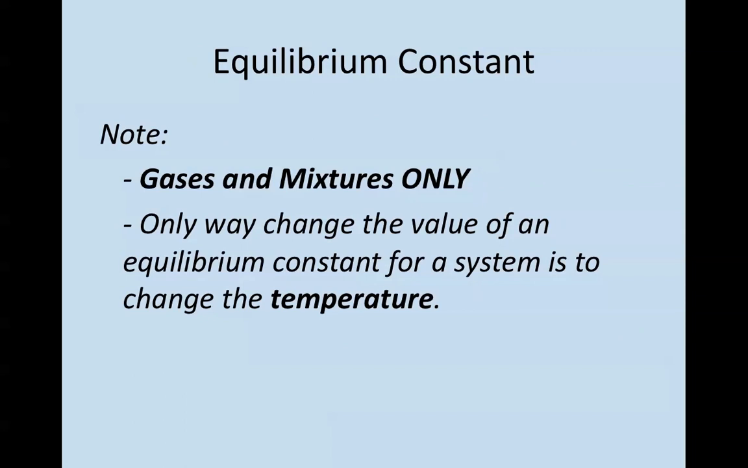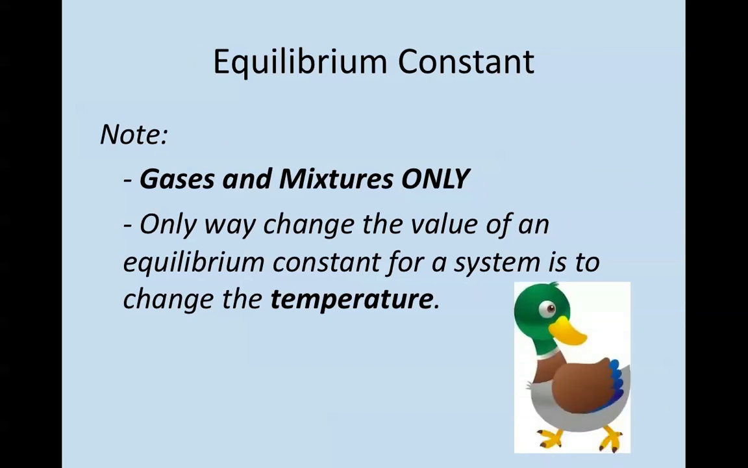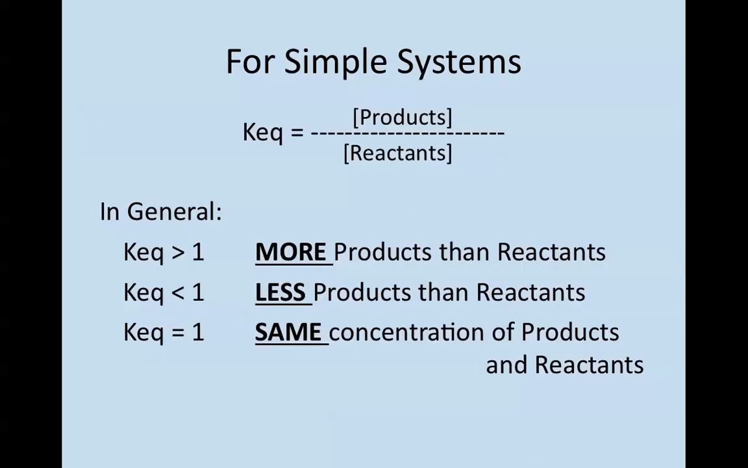Now, this only involves gases and mixtures. We never can involve liquids or solids. And also, the only way to change this number, this constant, is to change the temperature. Now, for simple systems, it's just simply the concentration of the products over the concentration of the reactants. That's what these brackets mean here, is concentration.